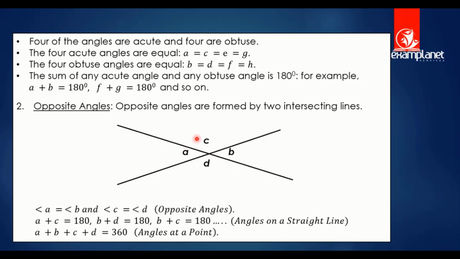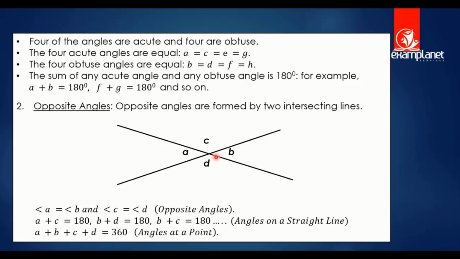Now if you add A plus B plus C plus D together, they can form a closed circle. And that is what? Angles at a point. So the sum of the four angles will be equal to 360 degrees.